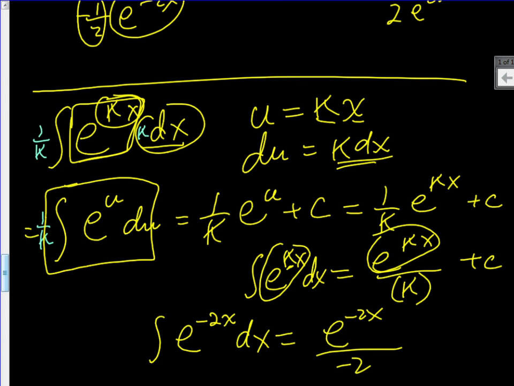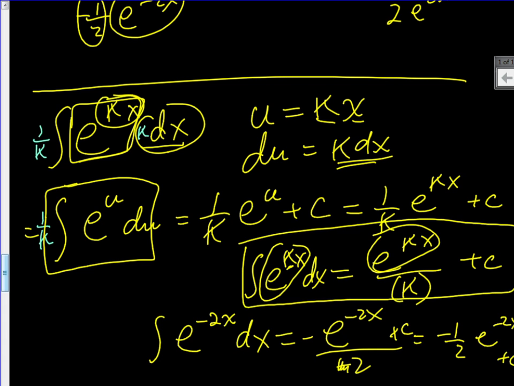But I can put the negative on top, or I can factor out the negative 1/2. Either way, we get the same answer. This is a good formula to know. The integral of e to the kx is e to the kx over k plus c.